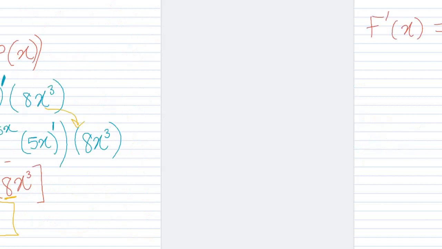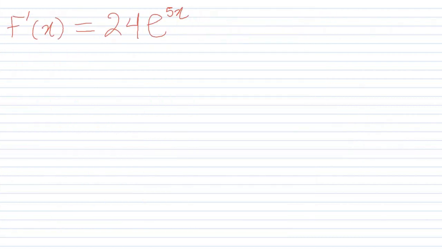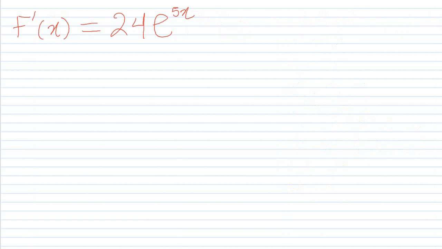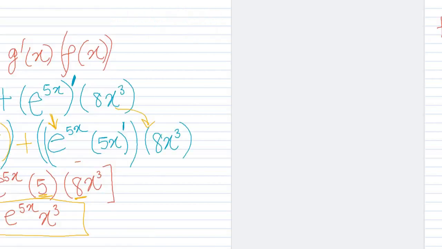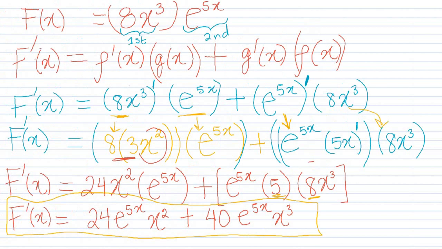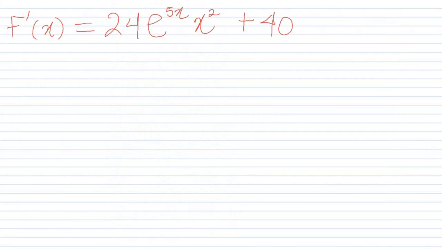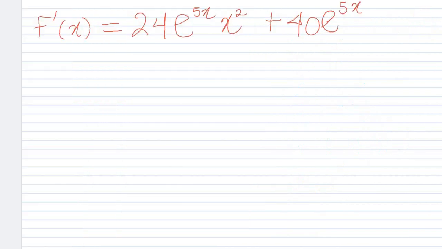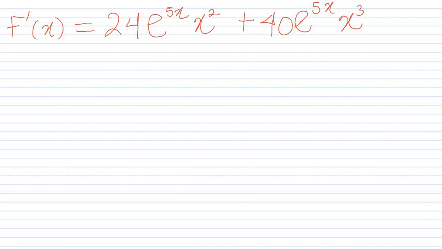So f prime of x becomes, you can see how simple it is. I try my possible best to break things down so nobody is under stress. 24 e to the 5x x squared plus 40 e to the 5x multiplied by x cubed.